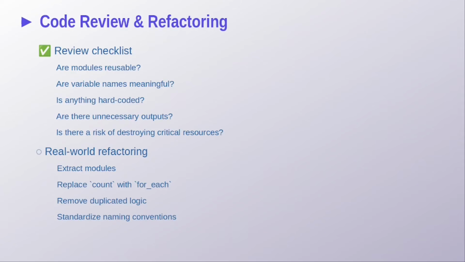Code review and refactoring. Ask yourself: are modules reusable? Are variable names clear? Is anything hard coded? Are outputs really needed? Is there a risk of deleting an important resource? This mindset separates junior from senior.